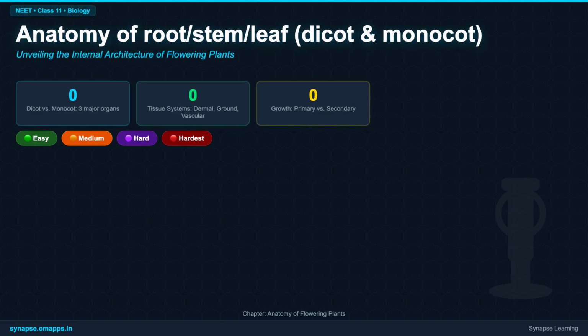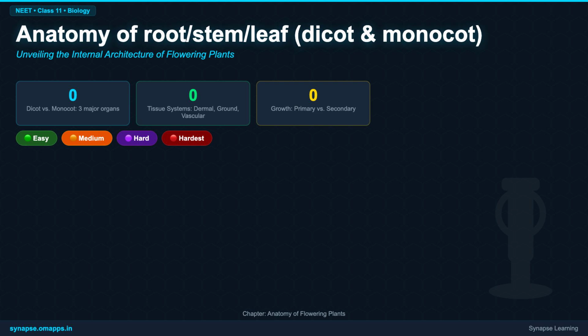Welcome to an exciting journey into the anatomy of flowering plants. Today, we are dissecting the internal structures of roots, stems, and leaves in both dicots and monocots. This topic is fundamental for NEET biology, offering crucial insights into how plants function.